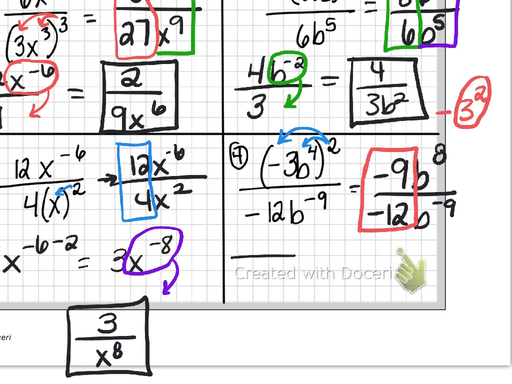So I end up with 3 over 4. And then I can subtract my b. Watch what happens here. b to the 8th minus negative 9. So what ends up happening? We add.